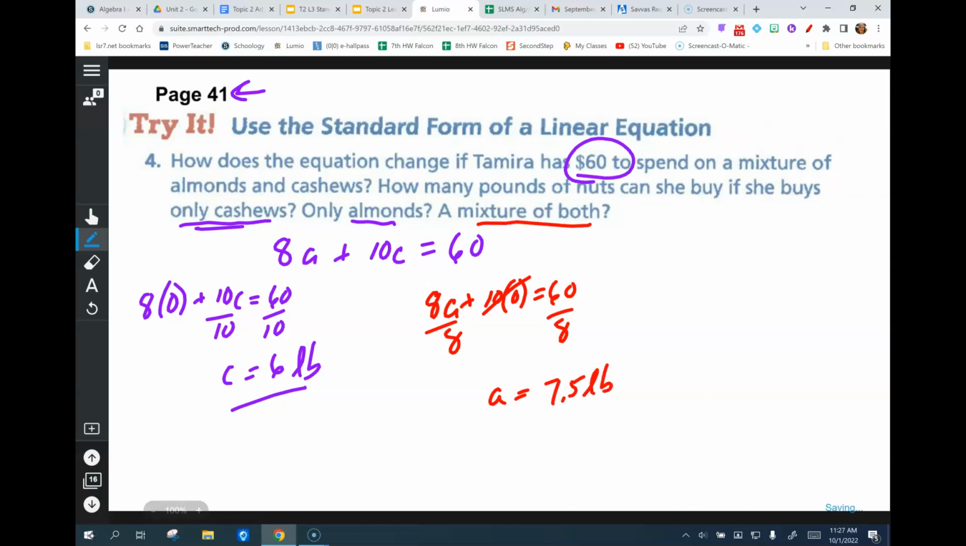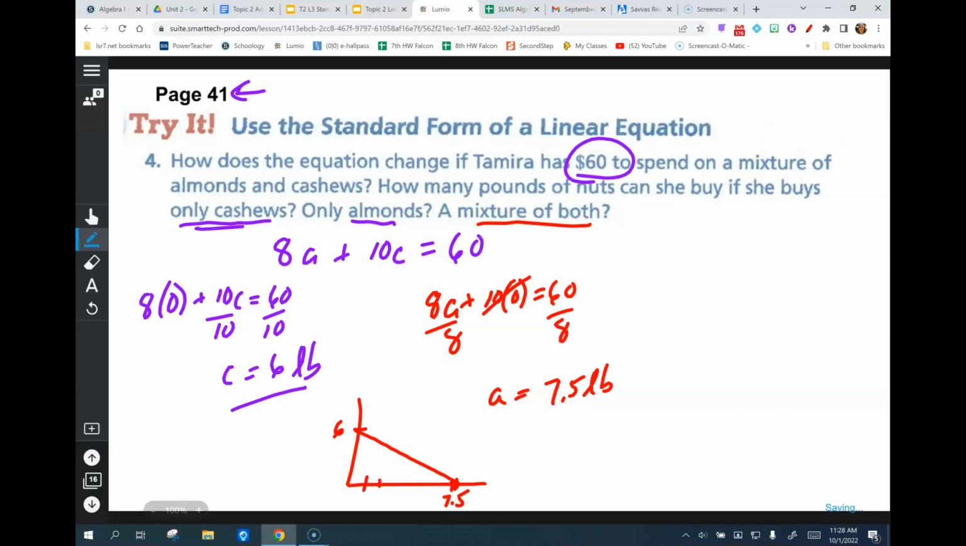What about a mixture of both? And this is where a graph would be really helpful. Find out those x and y intercepts, and it's going to be between that. And you could probably even approximate, because think about your graph here. I'm just going to sketch it. So for the almonds, it'd be about 7.5. That's my x-intercept, and my y-intercept is 6. So your line would look like this, and that's just a rough sketch.